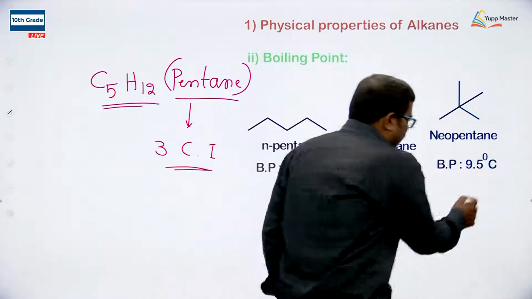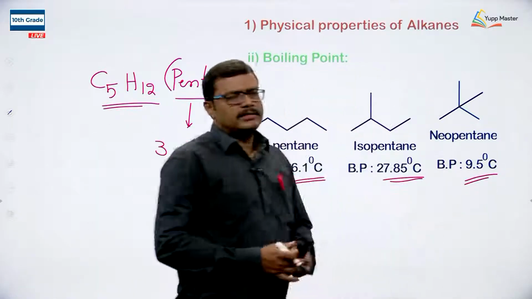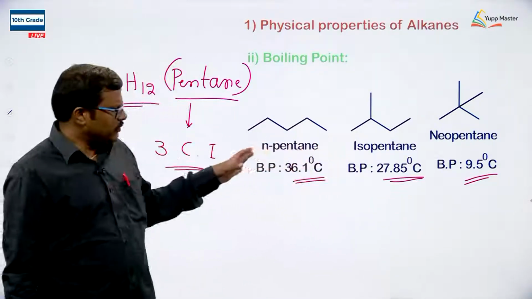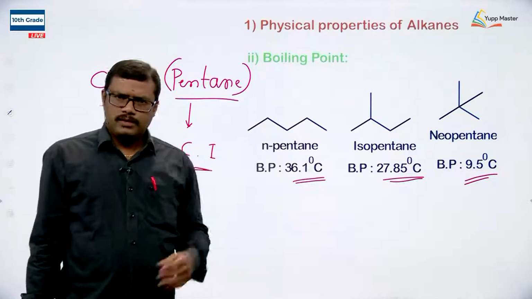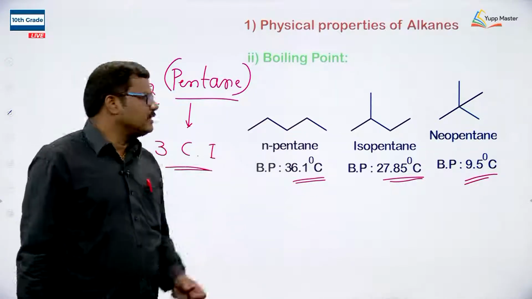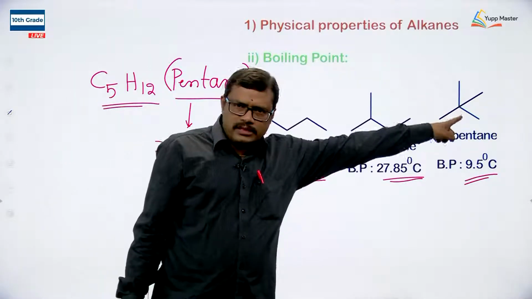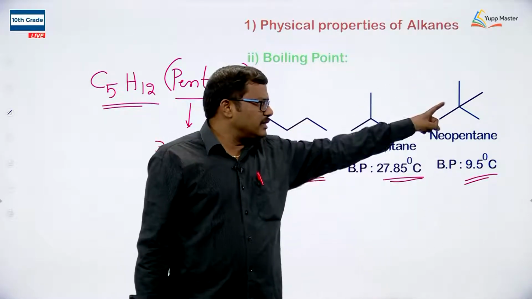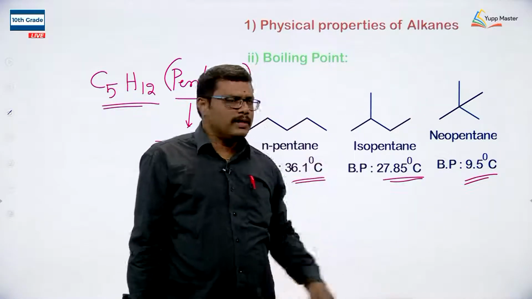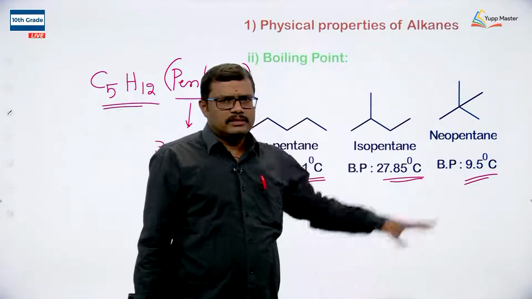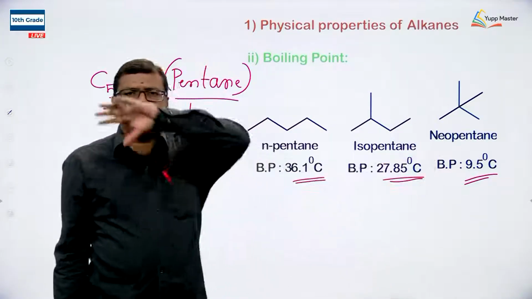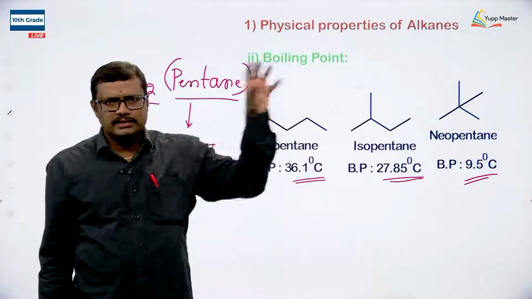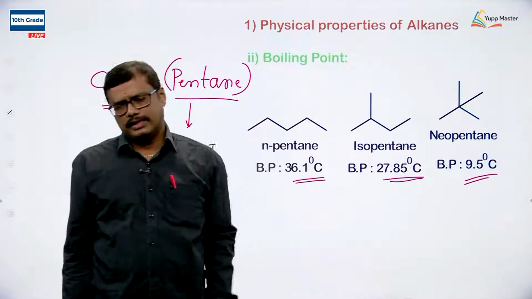When it comes to neopentane, the boiling point is still lower, 9.5. So, what kind of information are we going to get from this? The beautiful information that we get is that with the increase in branching, boiling points are decreasing. Why does branching lead to a lower boiling point? With the increase in branching, what happens to the surface area? Surface area is decreasing. As the surface area decreases, the boiling point also decreases.